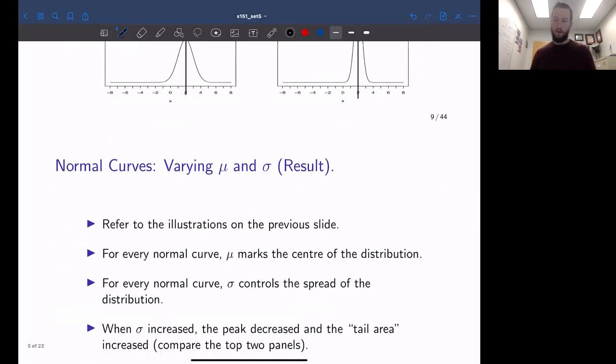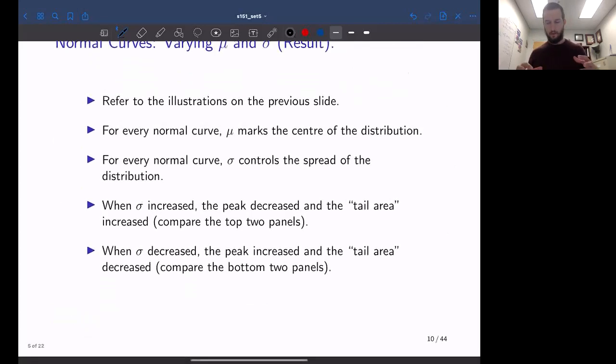Okay, on slide 10, I'm just recapping the discussion from slide 9. So this is just summarizing how the mean controls the peak or the center of the curve and how the standard deviation either inflates or deflates the tails.